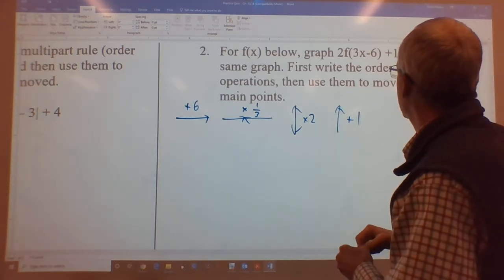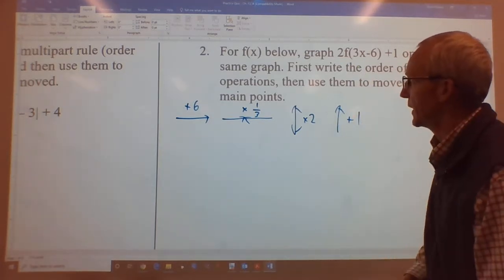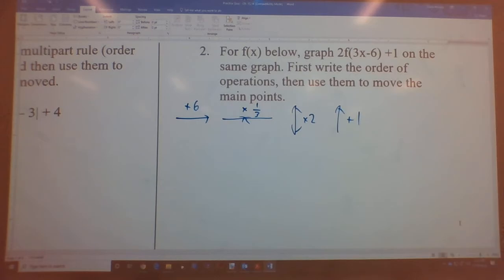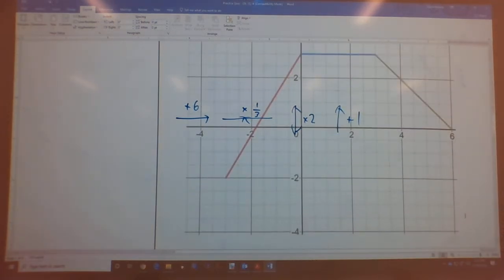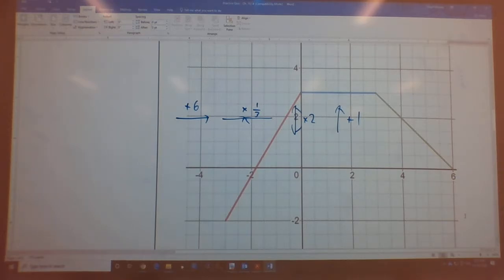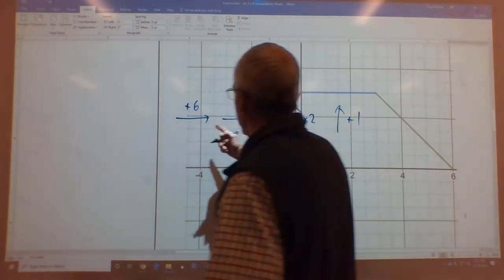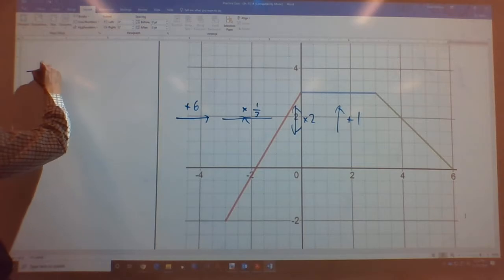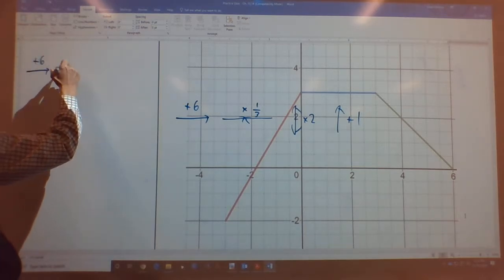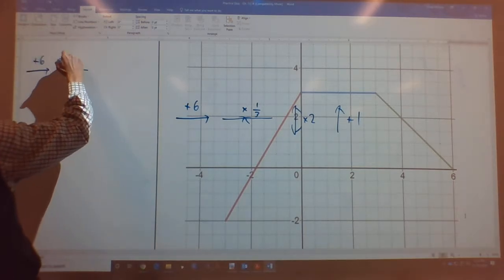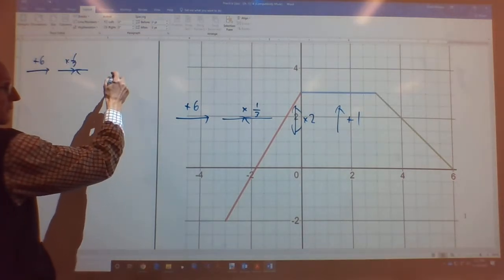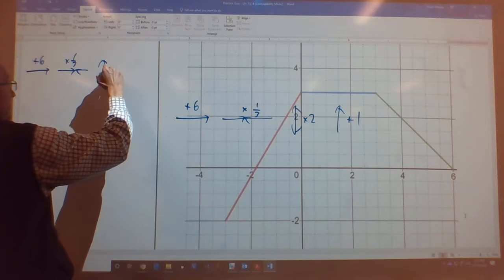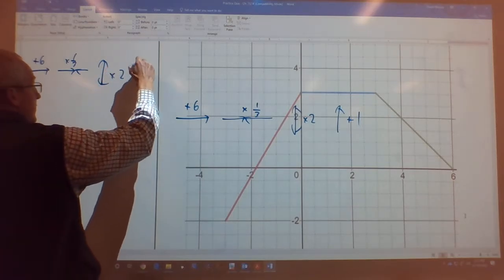There's no negatives in here, so no reflections here. All right, so let's look at our graph here. What we want to do is look at the main points, and my numbers here are right in the way, so let me write this over here. So we add 6, compress by 1/3, or multiply by 1/3, times 2, and then plus 1.